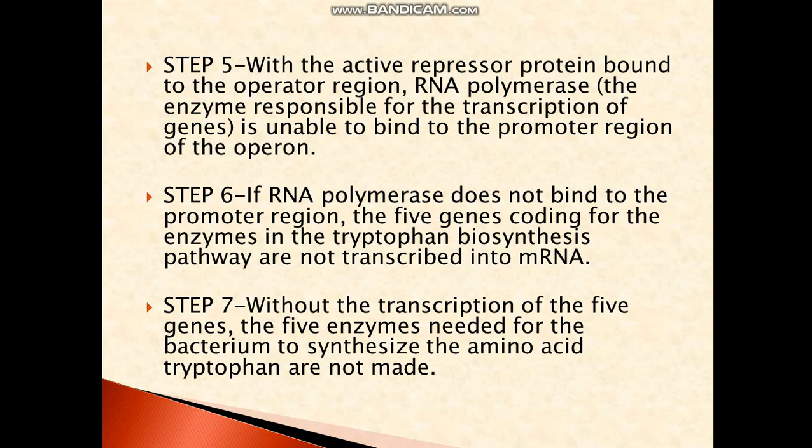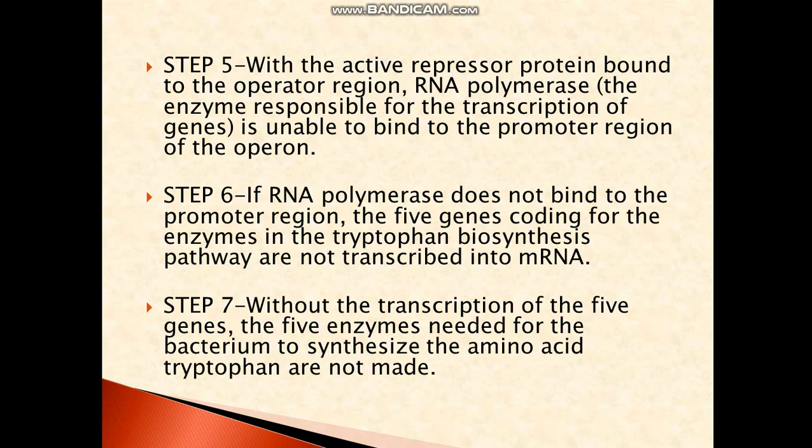What will happen? When the tryptophan is produced in excess, this is the line to be underlined. When the tryptophan is produced in excess, the cell has a surplus amount of tryptophan present. Enough amount of tryptophan is present in the cell, so no more synthesis of tryptophan is actually required. So this tryptophan will act as a co-repressor and will go and bind to the inactive repressor and will tell the inactive repressor that okay, I am here, no need to synthesize more of me.